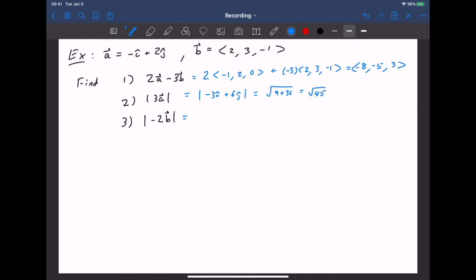-2b, the length of -4, -6, +2. Careful, did you remember to square all three components? 16, 36, 4, root 56. Easy peasy.